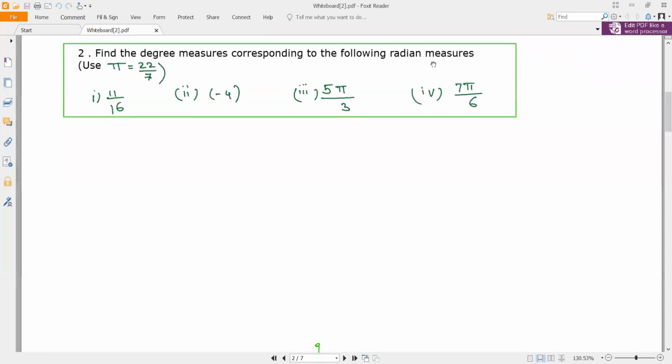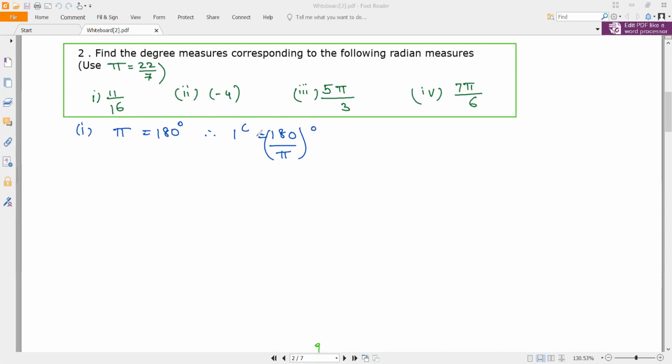Next, find the degree measure corresponding to the following radian measures. Pi is equal to 22 upon 7. Now radian measures are given to you. You have to find the corresponding degree measures. We know that pi radian is equal to 180 degrees. Nothing is given, so it is by default assumed as radian. Therefore, 1 radian is equal to 180 upon pi degrees.